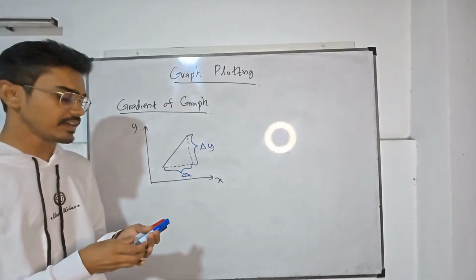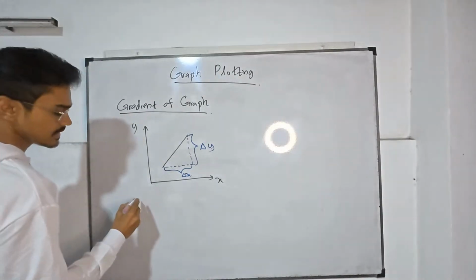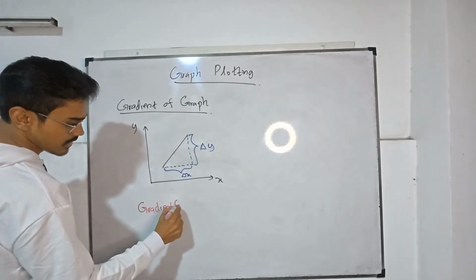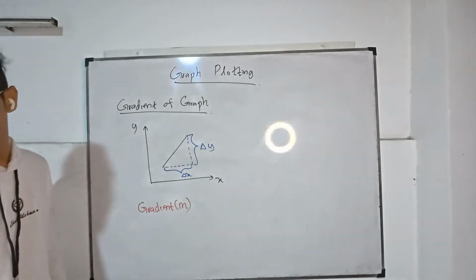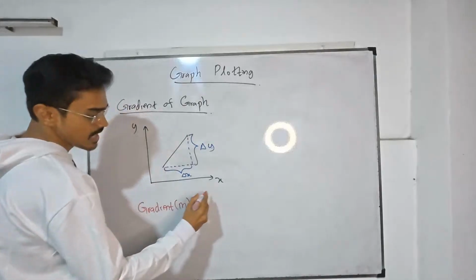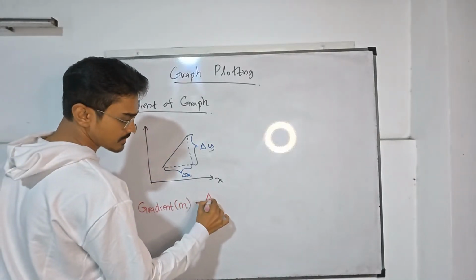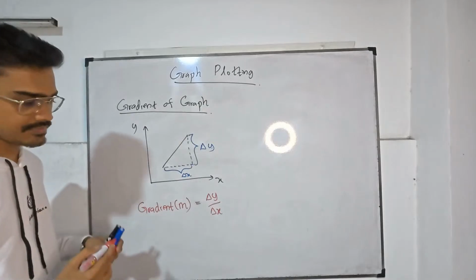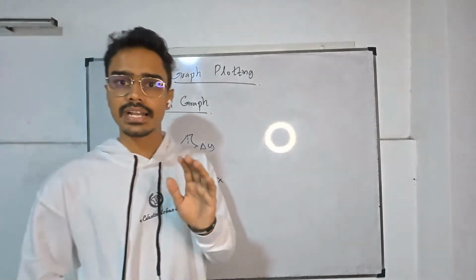Gradient of a graph is defined as gradient. We denote it by simple m. The standard notation is m. And the gradient of a graph is denoted by delta y over delta x.